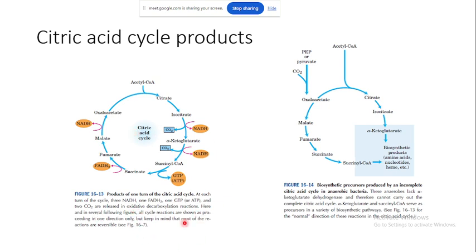So these are the products per one turn of the citric acid cycle, and then you can see the biosynthetic precursors produced by an incomplete citric acid cycle in anaerobic bacteria. In anaerobic bacteria, this TCA cycle will be incomplete because there is no oxygen. When NADH and FADH2 release electrons through the electron transfer chain, the final electron acceptor is oxygen, right? In the electron transfer chain, right?